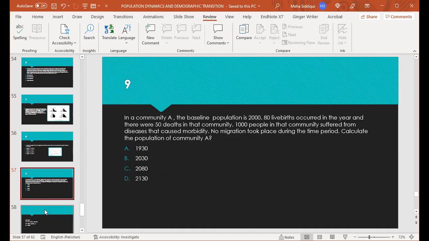MCQ number 9. In a community A, the baseline population is 2000. 80 live births occurred in the year, and there were 50 deaths in that community, and 1000 people in that community suffered from diseases that cause morbidity. No migration took place during the time period. Calculate the population of community A. A is 1930, B is 2030, C is 2080, or D is 2130.